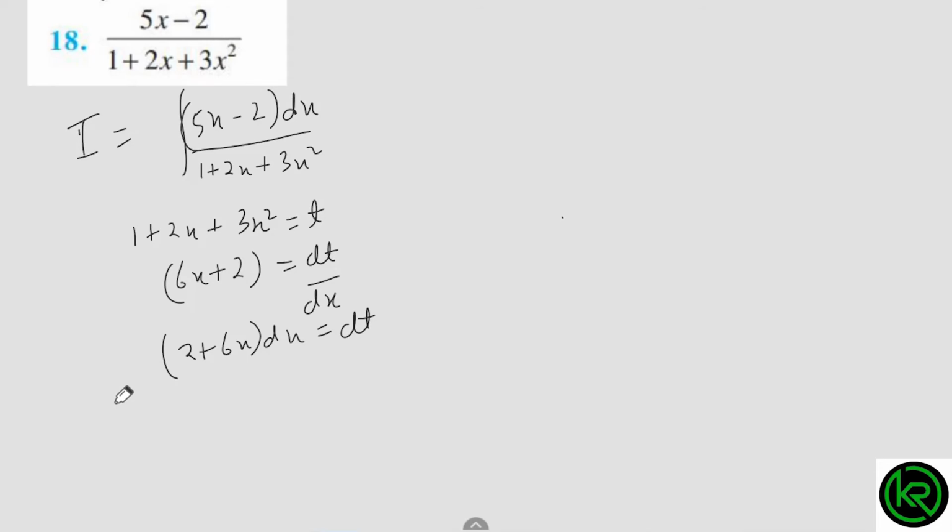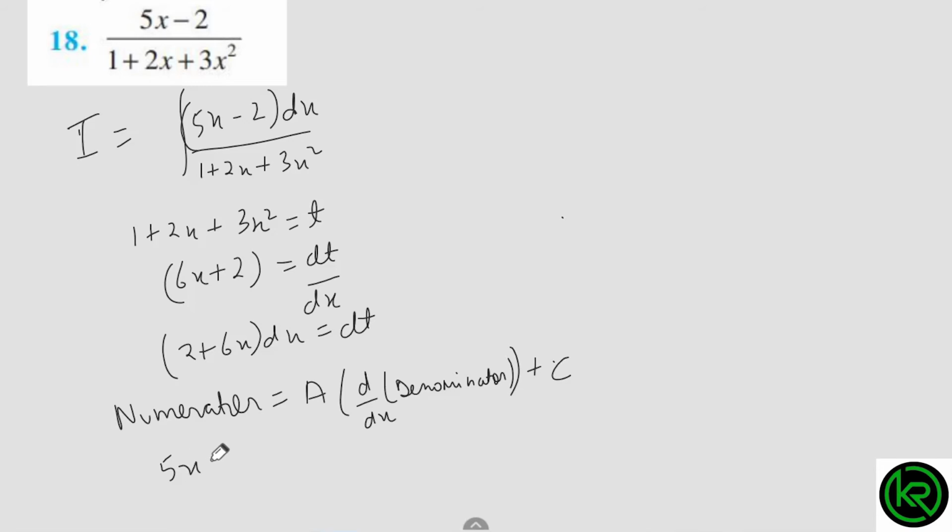We will divide the numerator as follows: a multiplied by d by dx of the denominator, plus c. The numerator is 5x minus 2, and d by dx of the denominator is 2 plus 6x.